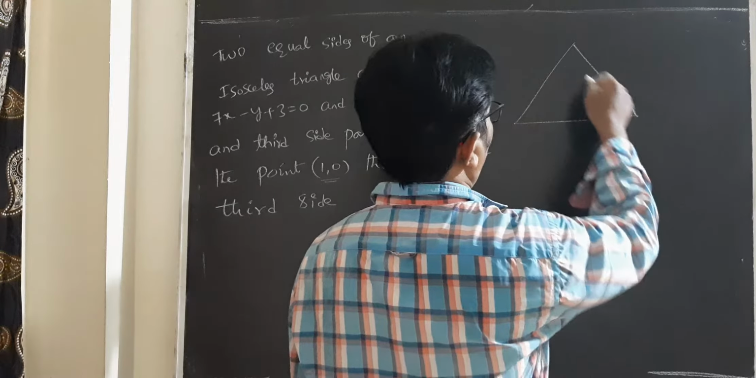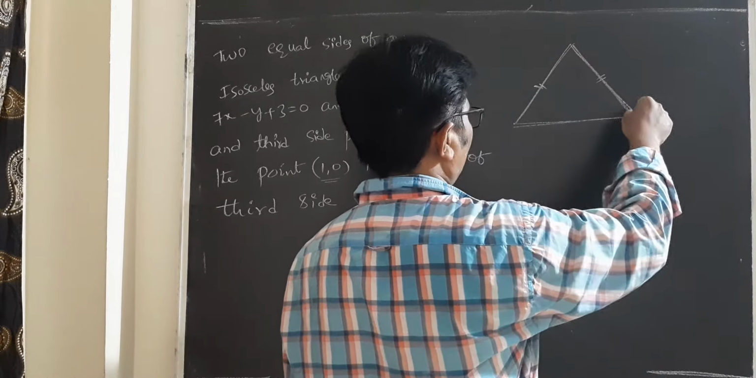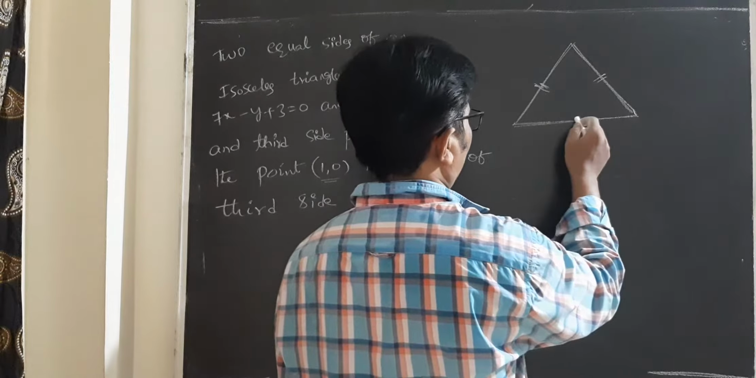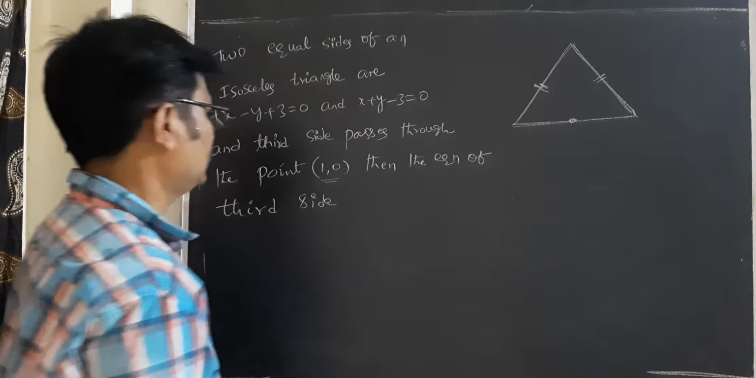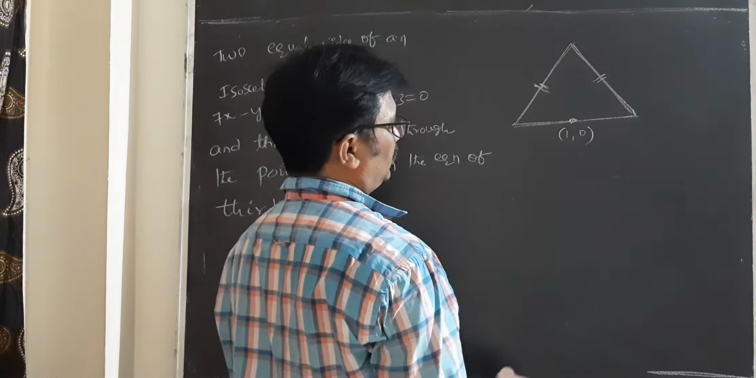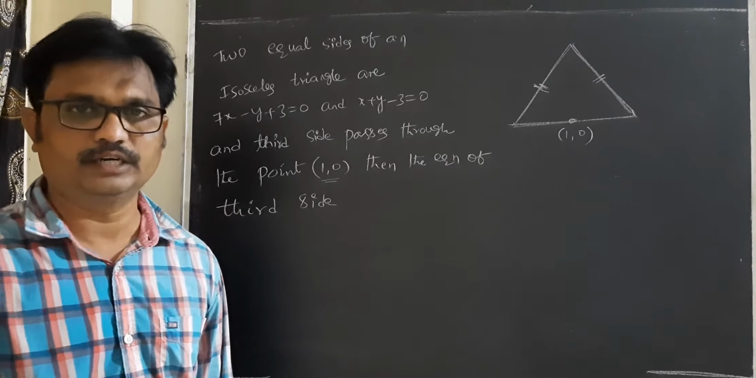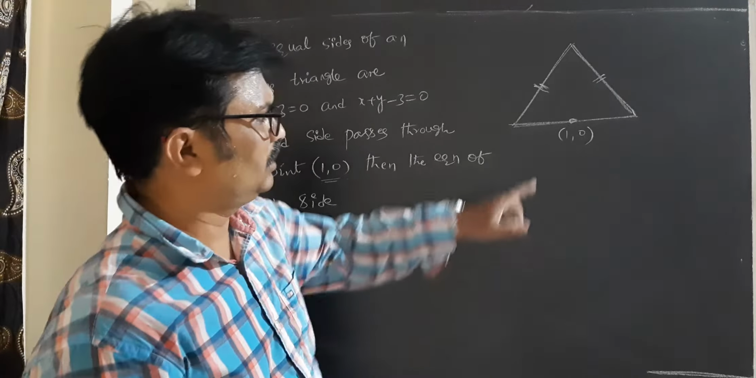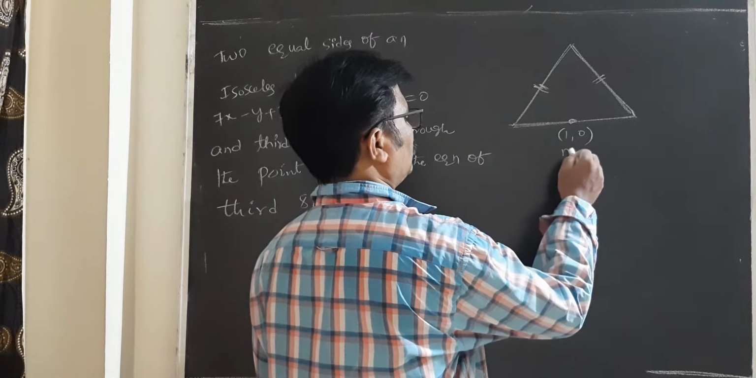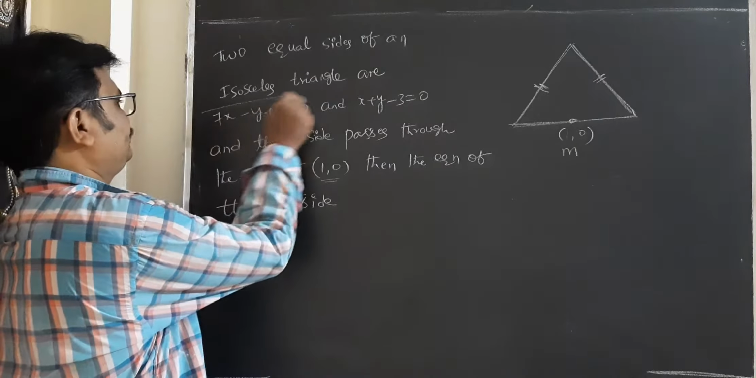This is the isosceles triangle. Dear students, two sides are equal. Suppose the third side is passing through the given point (1, 0). Now students, we find the equation of the third side. The equation of the third side is passing through (1, 0), and we take its slope as m. Now, the slope of the first line.